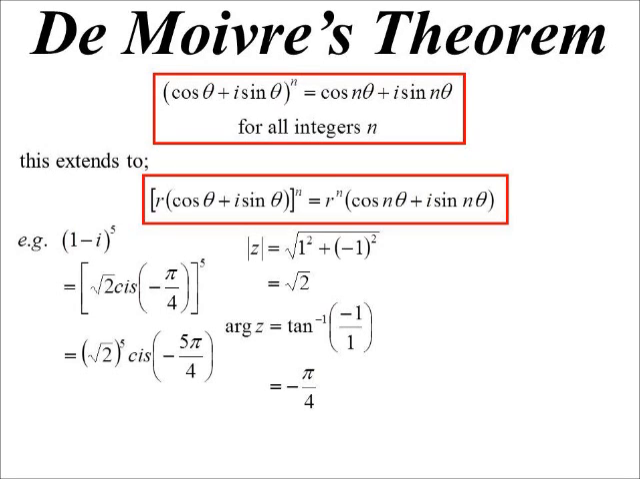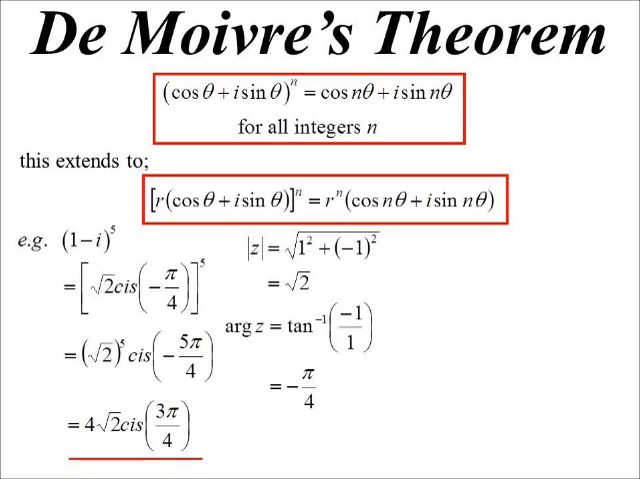So the root 2 gets raised to the power of 5, but the argument gets multiplied by 5. Root 2 to the power of 5 would be 4 root 2. Minus 5 pi on 4, well, that's not where we normally put it. We normally put the argument in between pi and minus pi. So if we were going backwards, minus 5 pi on 4, that's the same as going forwards, 3 pi on 4, isn't it? Yeah. So we could rewrite that as 4 root 2 cis 3 pi on 4. That would be the answer in mod arg form.